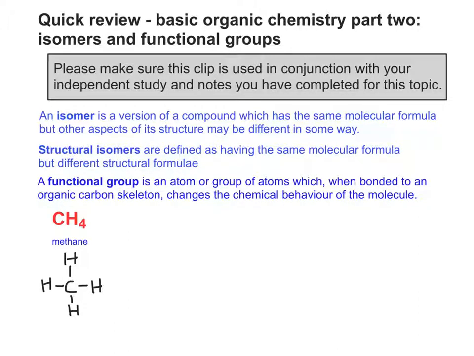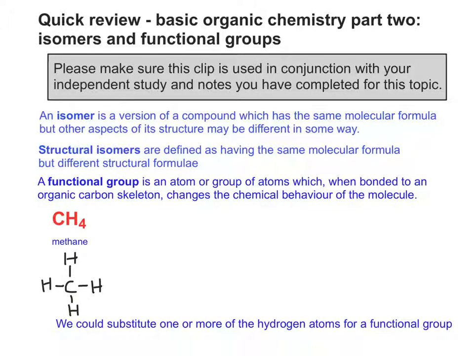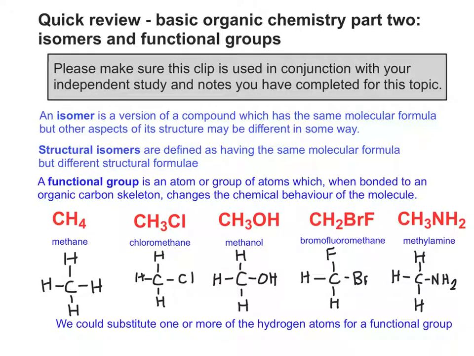Now if we draw it out in displayed form, any one or more of the hydrogen atoms that are on the molecule could be substituted for another atom or group of atoms. So I'll show you some examples. So not only does it change the name, but it also changes the homologous series that each of these belong to.